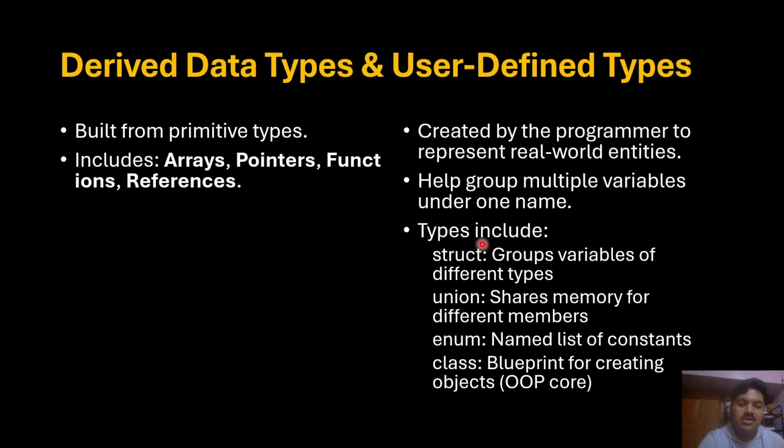This is struct. The struct is used to define a structure, to group variables of different types. So in a structure, we can define an integer, string, and character together, or a boolean value together. It's like that. Union shares memory for different members. So union shares a single memory for different members. Enumeration, a named list of constants, and class, a blueprint for creating objects in object-oriented programming.